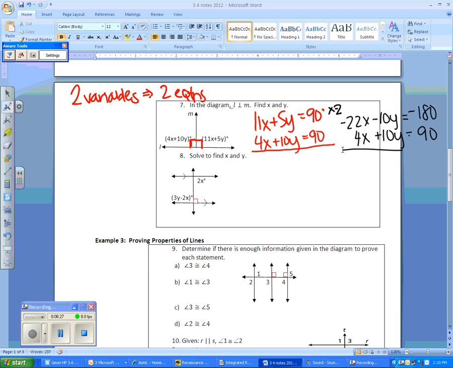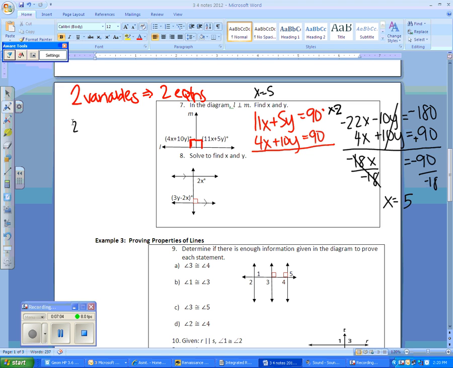And now I'm going to solve. So negative 22 plus 4, that's going to be negative 18x. The y terms are going to cancel out. And negative 180 plus 90 is going to be negative 90. Now I'm going to divide both sides by negative 18, and I'm going to get that x equals 90 divided by 18, which is 5. And we're not done. So we found x. X is 5. Now we can plug in 5 into any of these equations, and we could figure out what y is.